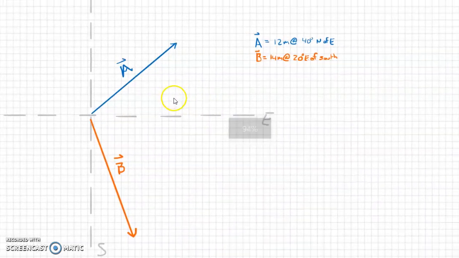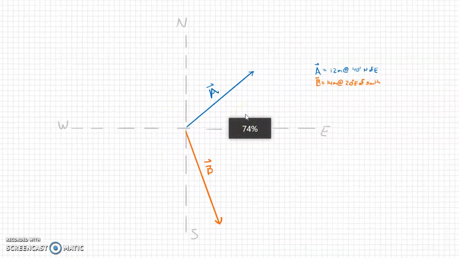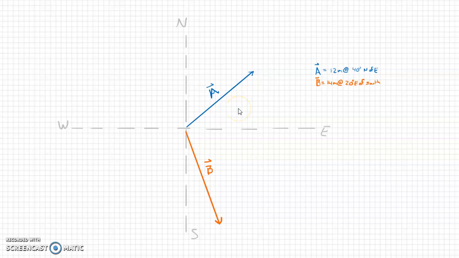So let me get zoomed in here, and we're going to take a look at the example we're going to look at today. So I have two vectors here. I have the vector A, which is 12 meters at 40 degrees north of east, and I also have the vector B, which is 14 meters, 20 degrees east of south. So the first thing I'm going to do here is draw in the components.